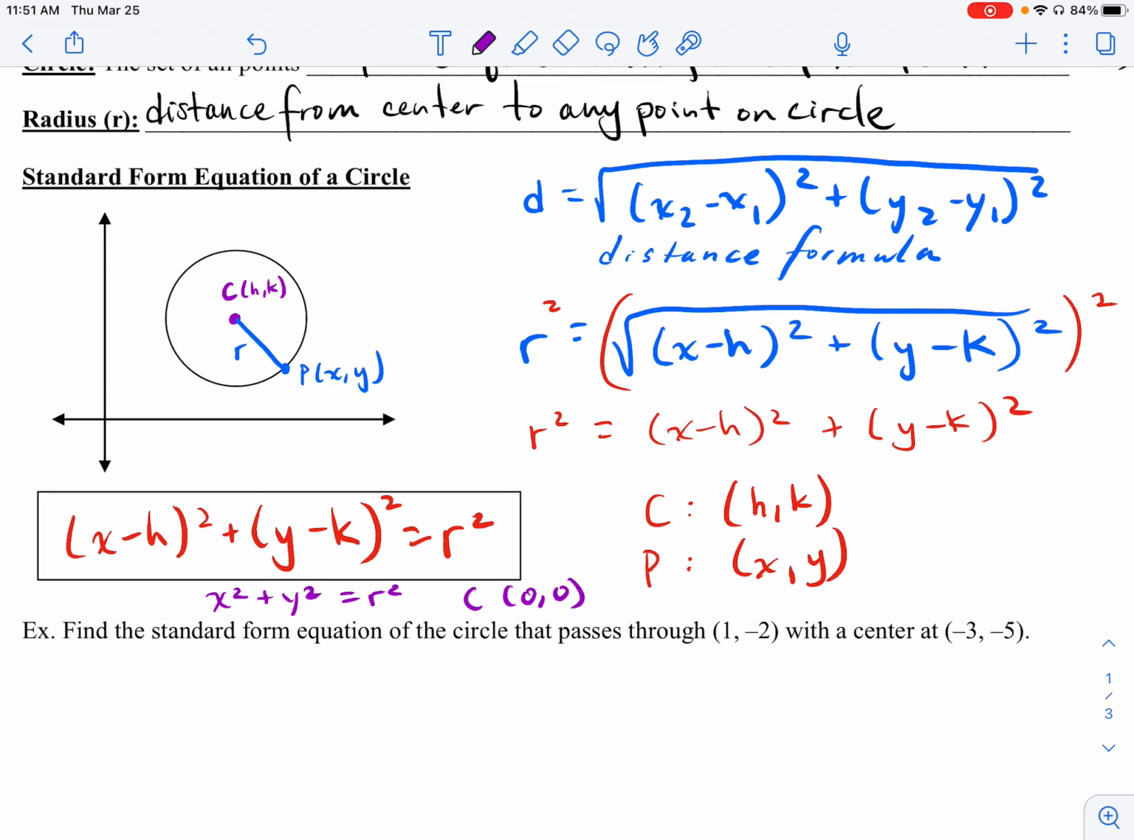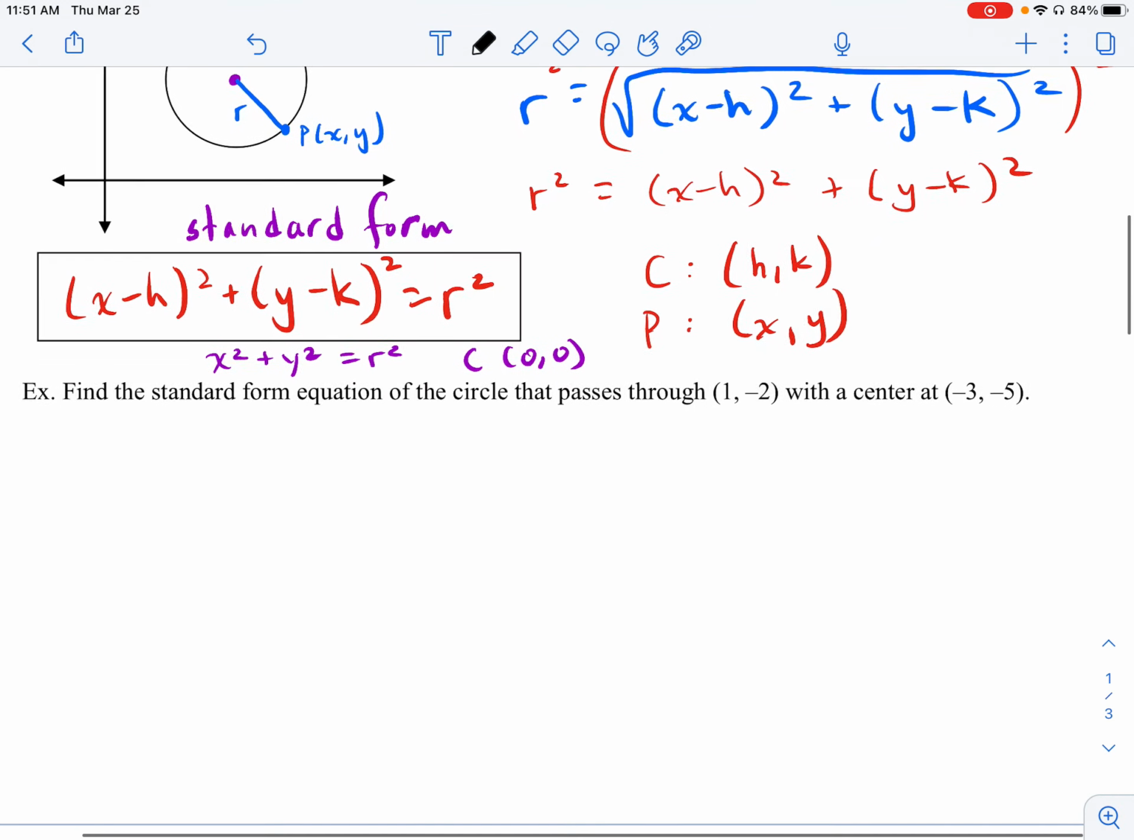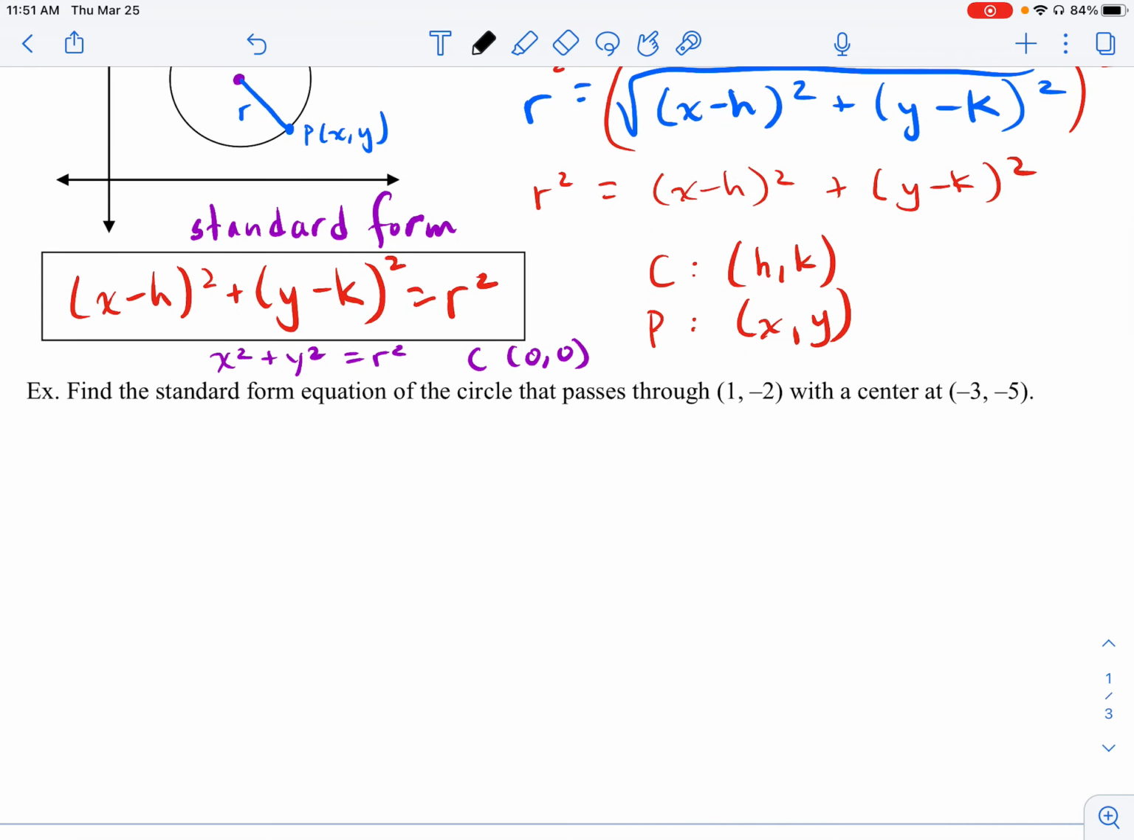All right, so now that we know the standard form of our circle, let's work through a couple of problems where maybe we're given the standard form or we're given information about the circle and we need to come up with the standard form. All right, so let's try this first example here. Find the standard form equation of the circle that passes through 1, -2 with the center at -3, -5.